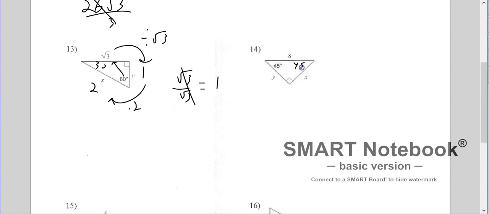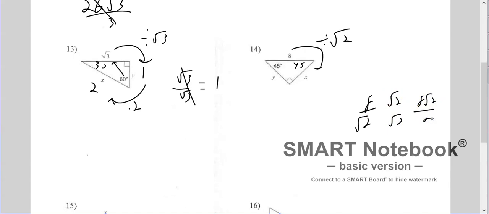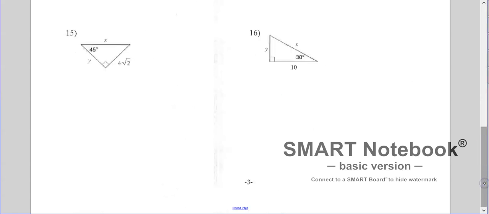All right, 14, we have a 45, 45, 90 again. We're going from the long side to the leg, which means we're getting smaller, so we're dividing by radical 2. So we simply write 8 divided by radical 2, and then we rationalize like we've been doing. So that's going to give me 8 radical 2 over 2. 2 goes into 8 4 times. That means each leg is 4 radical 2 because they must match because the legs are the same on a 45, 45, 90.